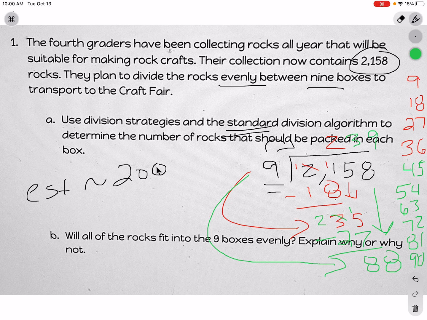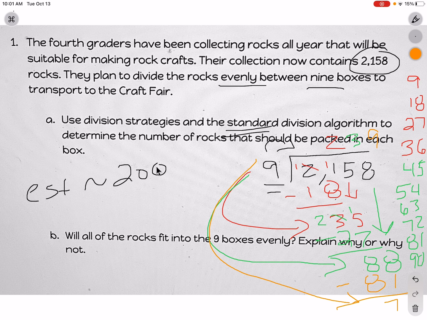And actually, I should have done that a different color. Let's do something else bright. Let's do orange. 9 will go into 88 9 times. 9 times 9 is 81. And again, we subtract. 8 minus 1 is 7. We're left with 7. Okay. So we have to figure out how many rocks will fit into each box. We're left with a 7. 9 cannot go into 7. So what do we do with that 7?